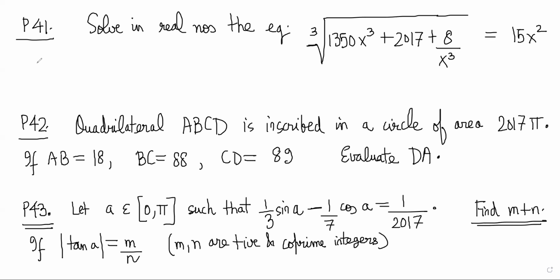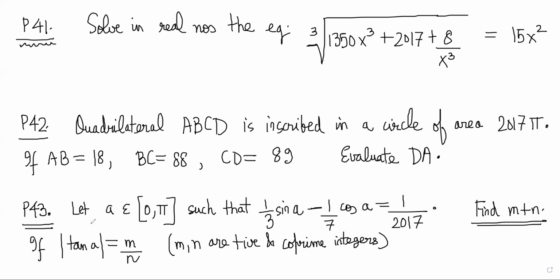These are the three problems that are homework. Problem 41, we can discuss now also if anybody can solve it right now. Problem 42 is a circle problem. Quadrilateral ABCD is inscribed in a circle of area 2017 pi. Three sides are given, AB, BC, CD. You have to find the fourth side.